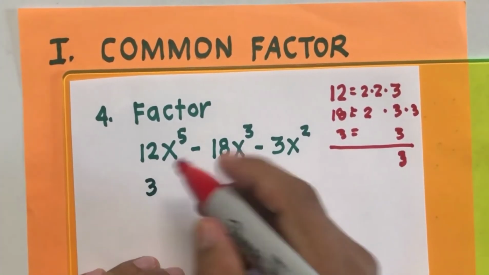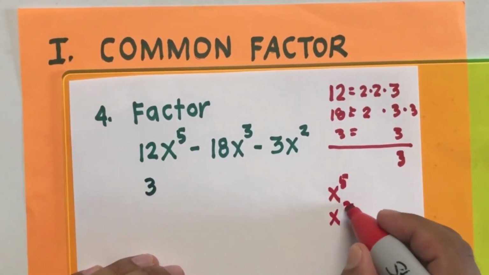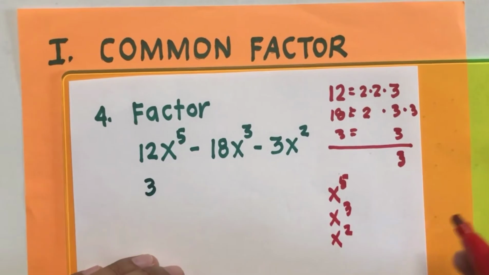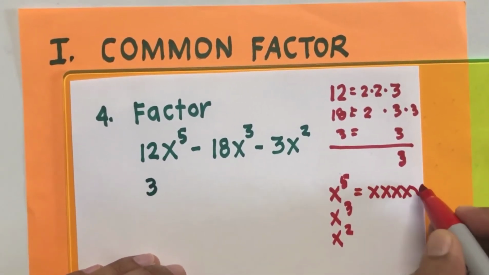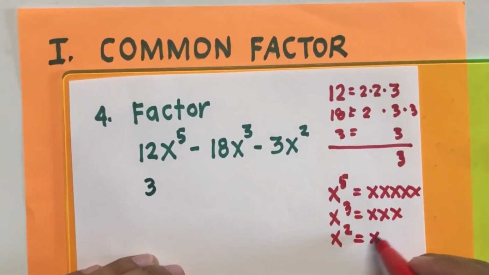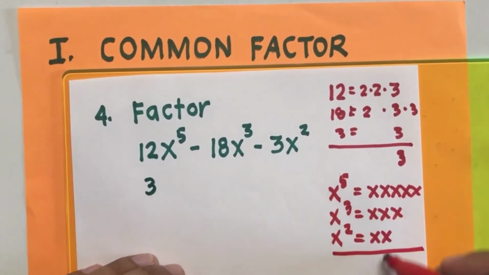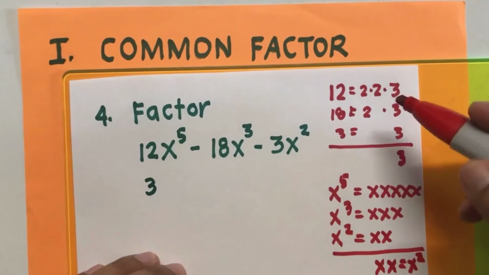Then, go to the variables x to the fifth, x to the third, and x to the second. We will expand x to the fifth as 5 x's multiplied together. X cubed is 3 x's, and x squared is 2 x's. And the common factors would be these 2 x's. So you have x times x equals x squared as the common factor.